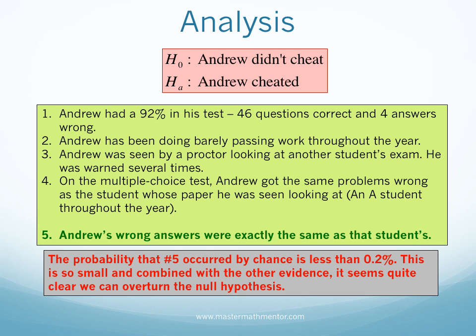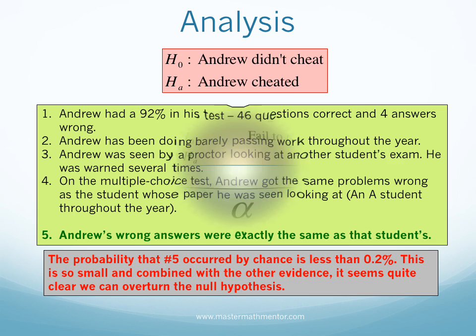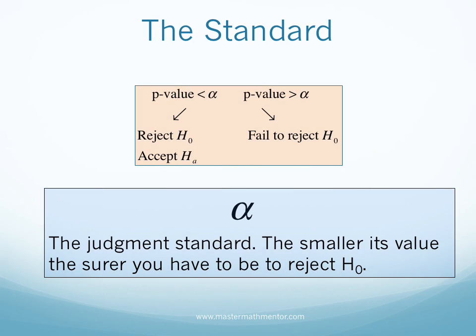When confronted, Andrew says that it is just plain coincidence. The chance of that coincidence happening is less than 0.2%. Possible? Yes. Probable? No. It really strains the imagination to think that Andrew got the same answers as the student next to him, the student whose paper he was seen looking at, by sheer luck. Still, long shots happen. People win the lottery at more than 1,000,000 to 1 odds. Maybe that happened here. So how do you judge?